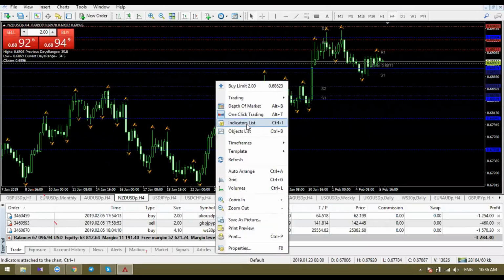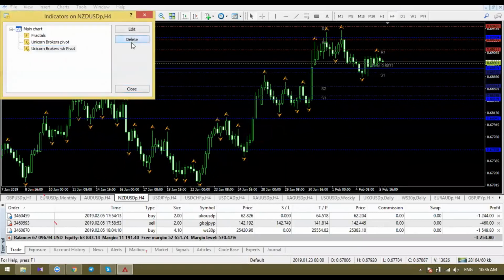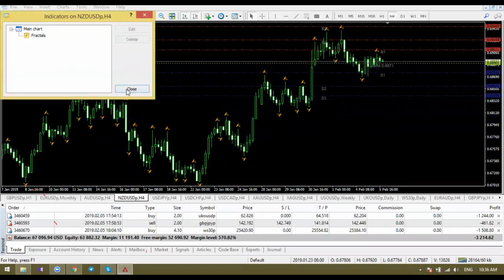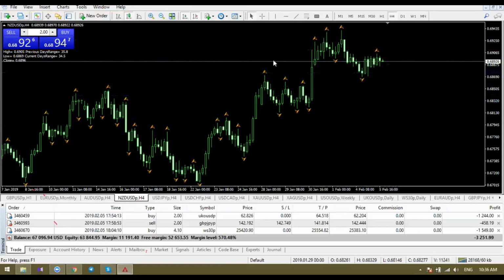I will make an example in another chart, like New Zealand. Teacher, please draw a trend line here. I'll do it right now.